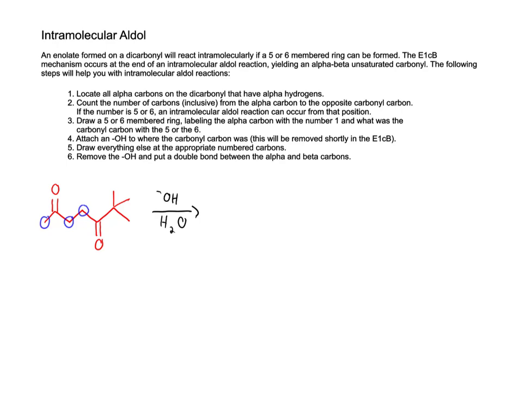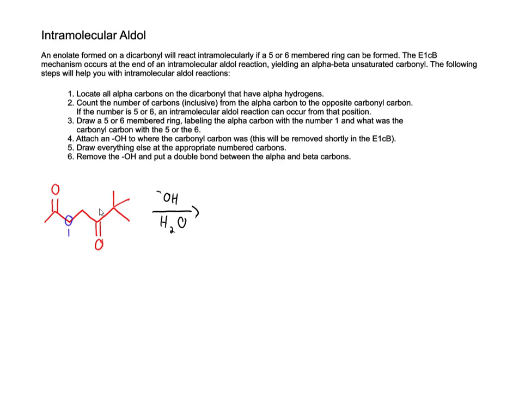And what we're going to do, with step 2 here, is count the number of carbons from the alpha carbon to the opposite carbonyl carbon. So let's start with this one right here. This is an inclusive counting, so we're going to count this alpha carbon. 1, 2, 3. Notice that's too small. We want to have 5 or 6. So we know we're not going to do anything with that alpha carbon. Same with this one right here.